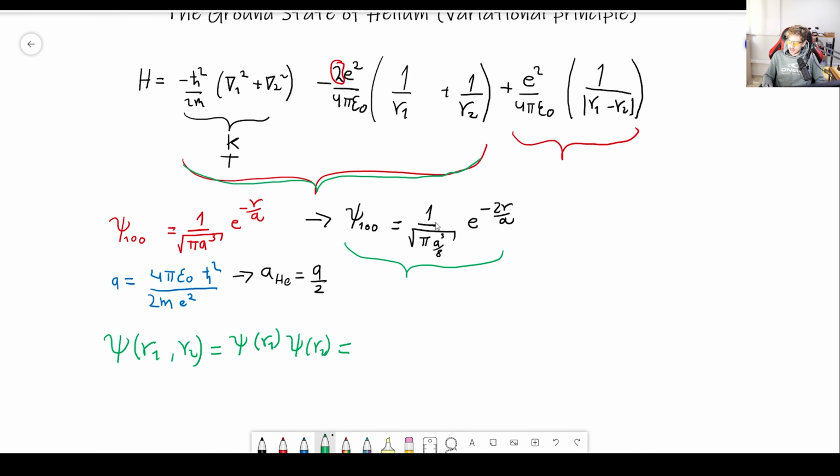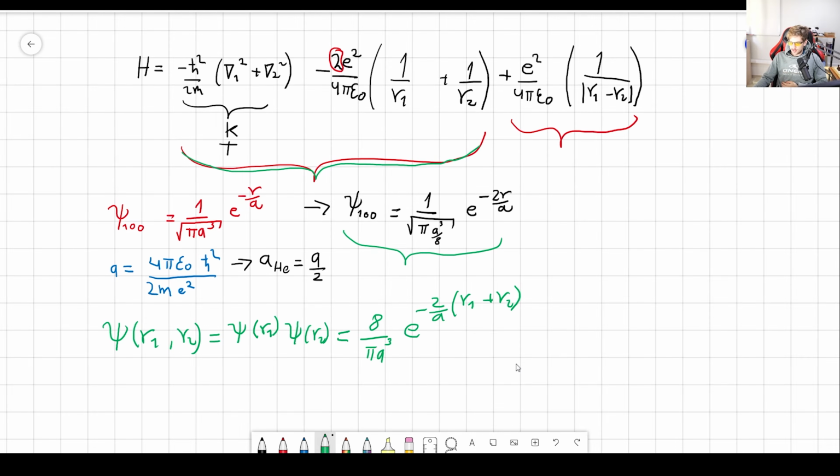Okay, so we multiply this, we basically square it. At least this first part will be squared, so we get 1 over pi times A cubed divided by 8. But that 8 that is divided, we can simply multiply. And then we get E to the minus 2 over A, and then we get R1 plus R2, right? We are multiplying two exponentials, so the exponents add up. Okay, so this is the wave function.